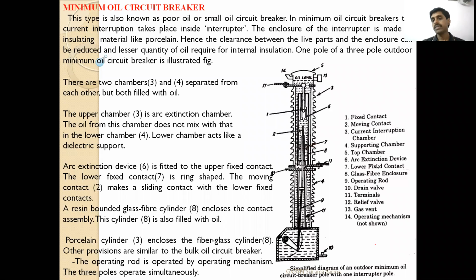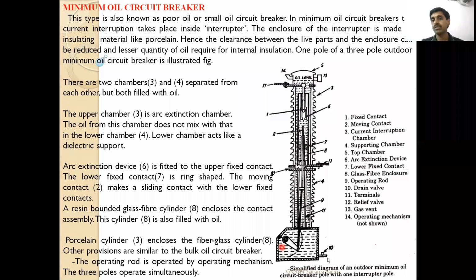Next, the sixth one is the arc extension device. Here, this is the arc extension device, as I said, the arc control device. The seventh one is the lower fixed contact. The eighth one is the glass fiber enclosure. So here, this is the glass fiber enclosure. You see, this is the porcelain enclosure. This is the glass fiber enclosure. Next, the ninth one is the operating rod. So if you move this downward by the mechanism like this, this contact will move downward. So that is the process.